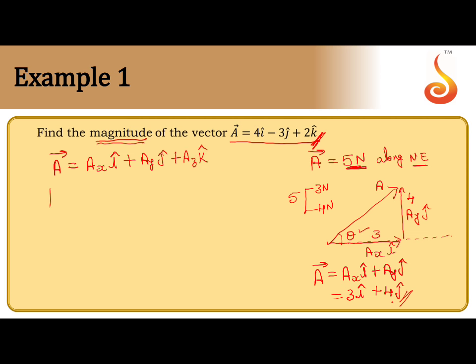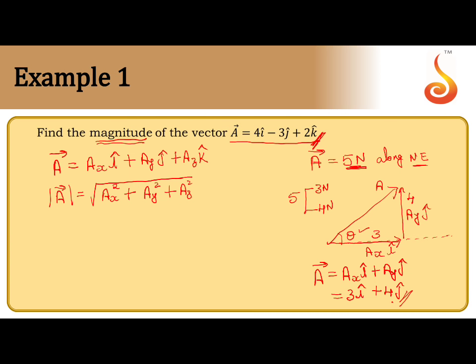Then the magnitude of the vector A is given by square root of whatever is the coefficient of i cap, AX square, plus whatever is the coefficient of j cap, AY square, plus whatever is the coefficient of k cap, AZ square. This is how we find the magnitude of the given vector.